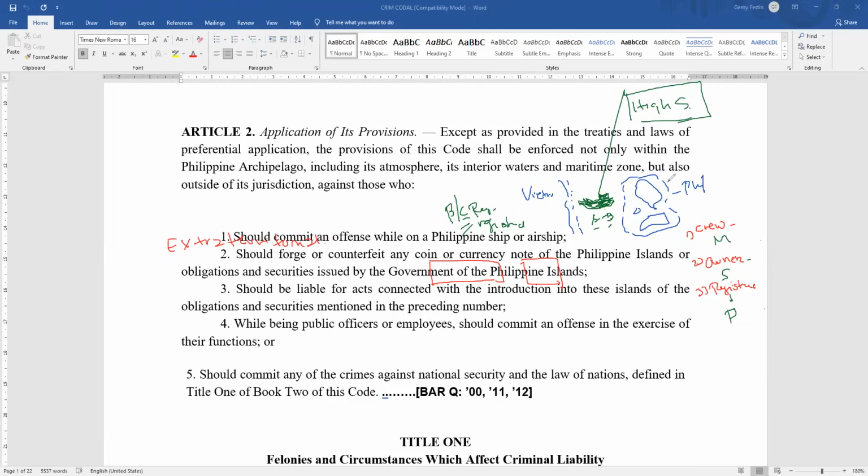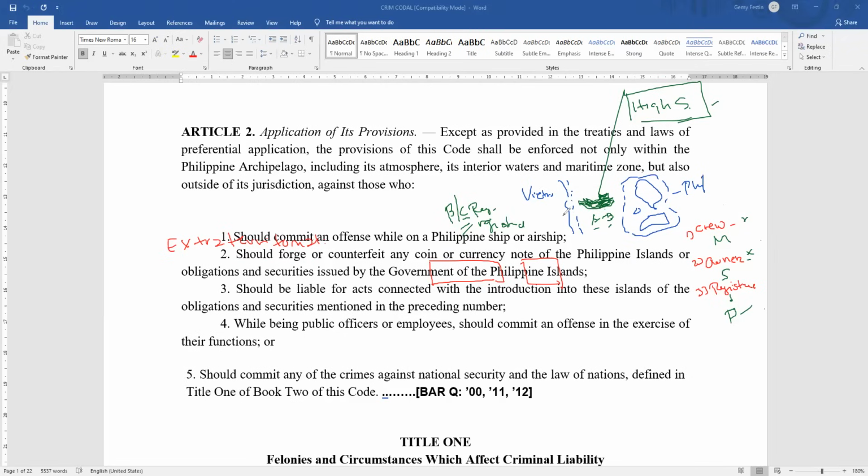Yes, because number one, it's not the nationality of the crew nor the nationality of the owner, but it is where the vessel is registered. And since it's registered in the Philippines and it is outside the Philippine territory, it being in the high seas, then we have jurisdiction to try the case. No problem with that.